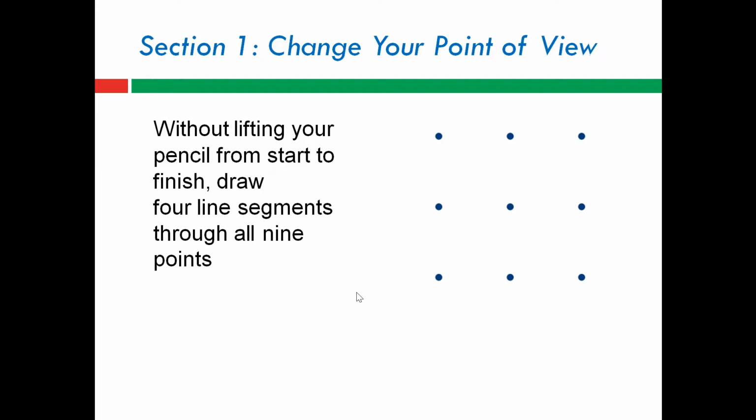The first part of this chapter is called Change Your Point of View. So let's see this riddle. Without lifting your pencil from start to finish, draw 4 line segments through all 9 points. So give yourself a minute. Try to do it by yourself before watching the answer.